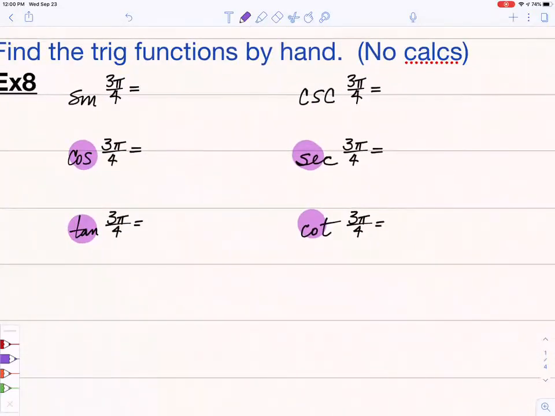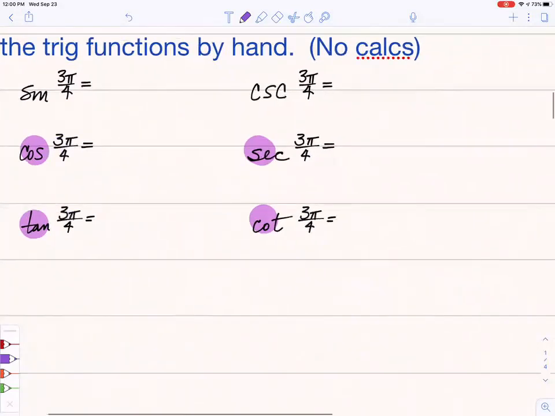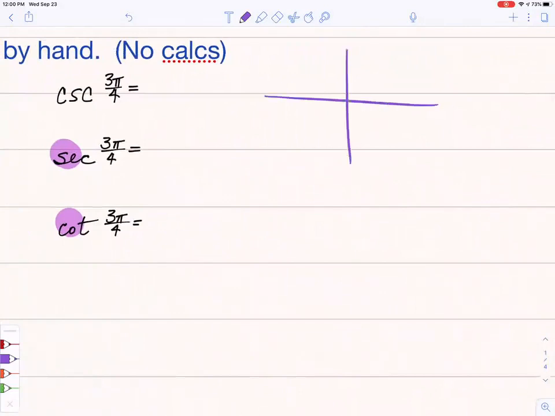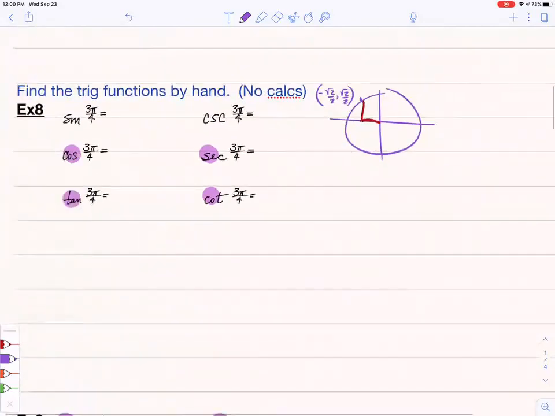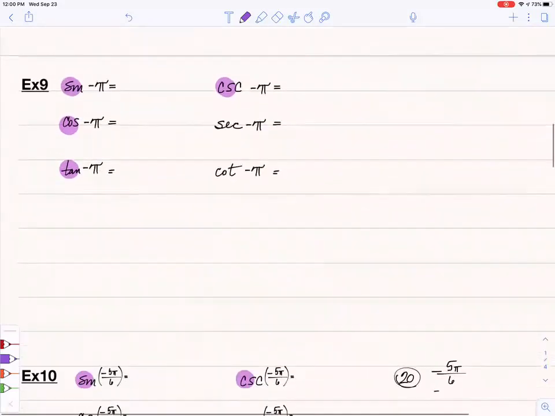Do you see how this is more of the same? So where's 3 pi over 4? I'm not going to do all these, okay? Where's 3 pi over 4? Okay. Coordinate? Yep. And then from there, I can go find all 6 of my trig functions. Okay. Let's go to number 9.